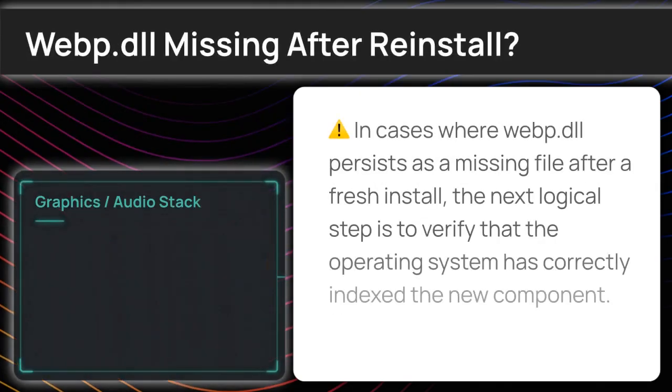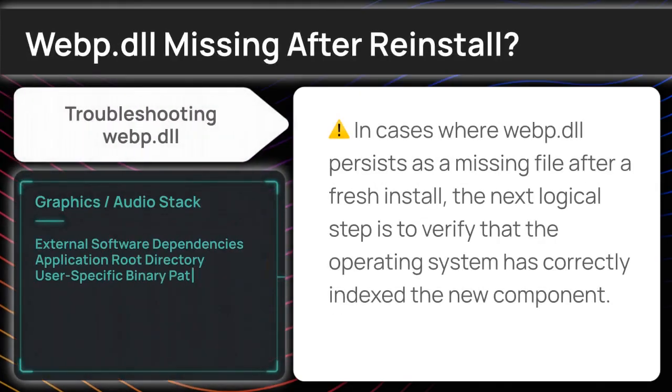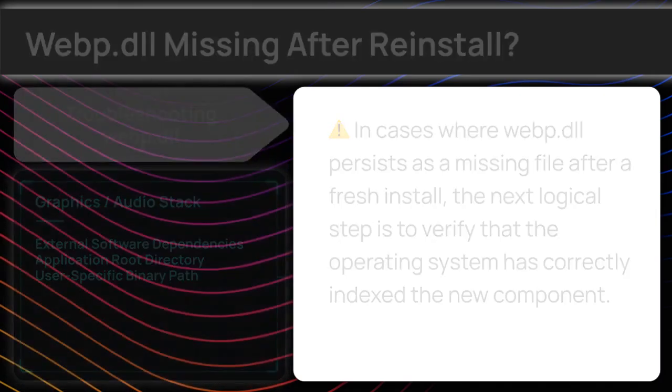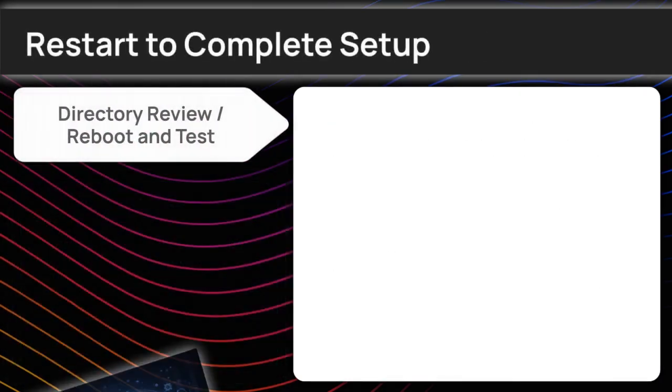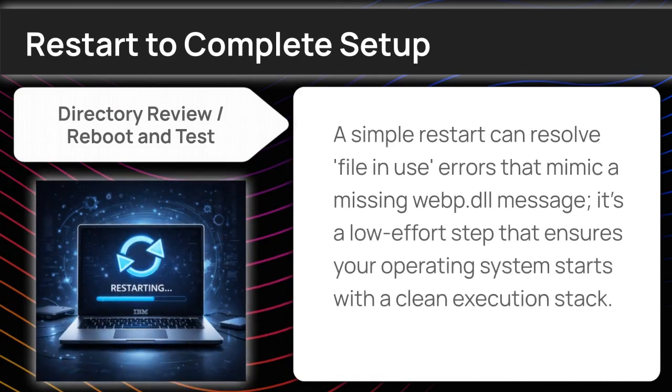Should the file remain missing after a reinstall, we need to ensure that the operating system is forced to re-index its shared library paths. A full system restart clears the temporary memory cache and allows Windows to attempt a fresh initialization of all required libraries, including WebP Image Library.